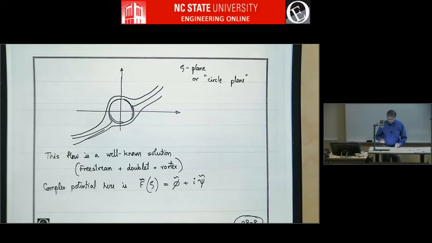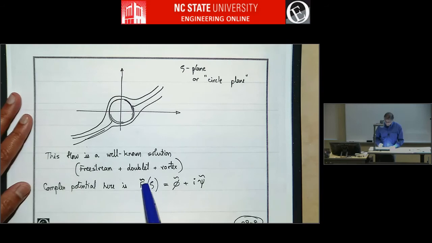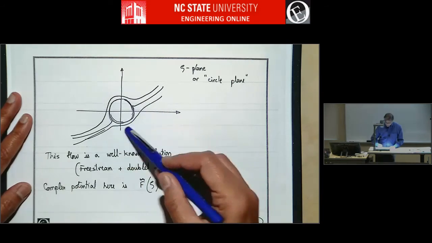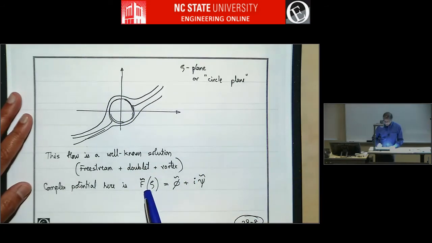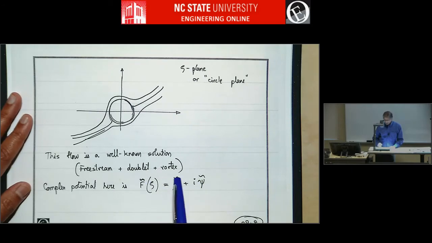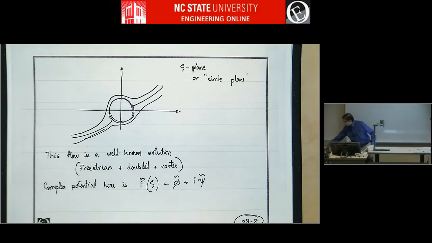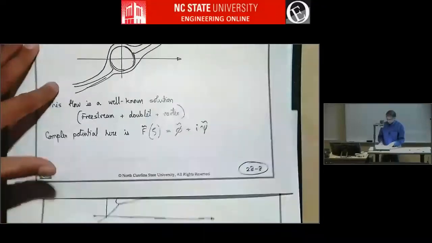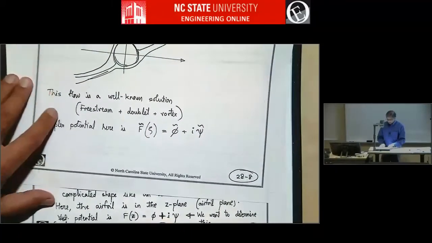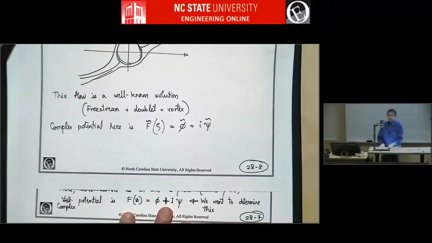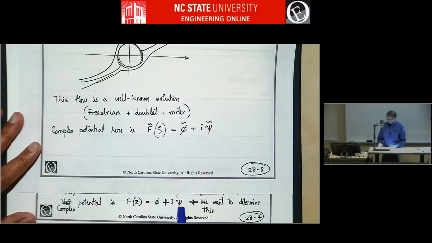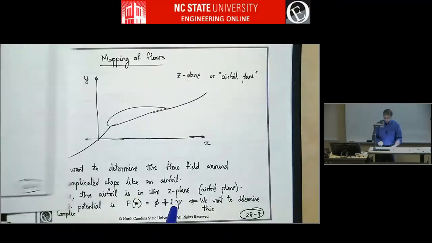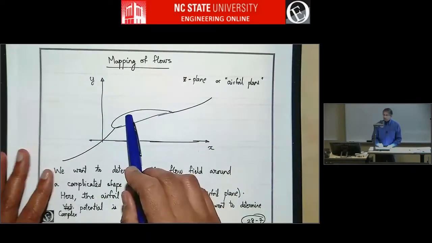So F tilde is the complex potential of the flow around this shape, and that is phi tilde plus i times psi tilde. And we are using tildes because we want to not get confused with the F that's used in the z plane. In the previous page I said F of z is phi plus i psi. So this is a different function, right? This is a function that gives the flow around this shape.